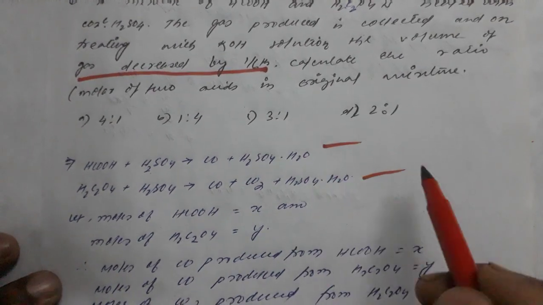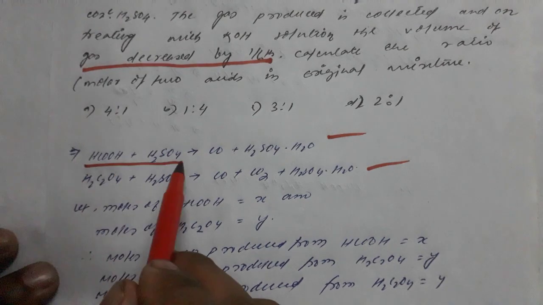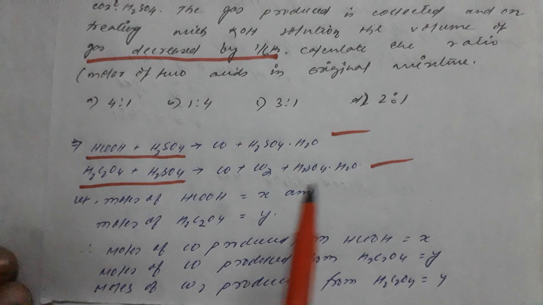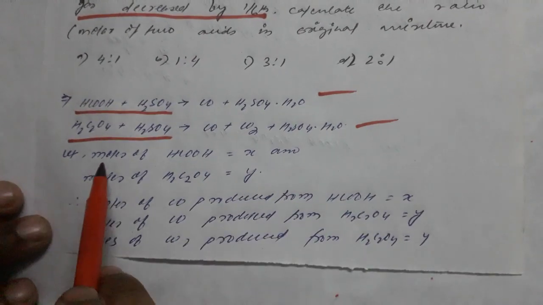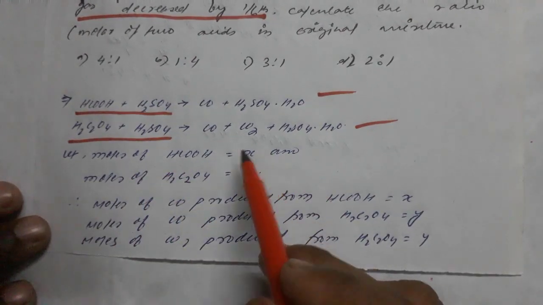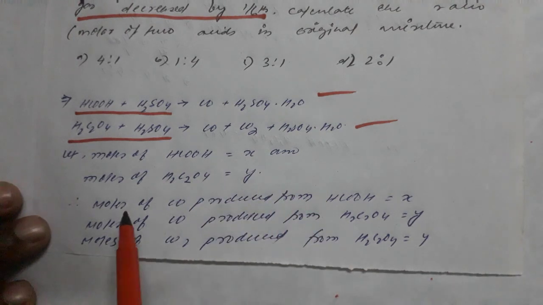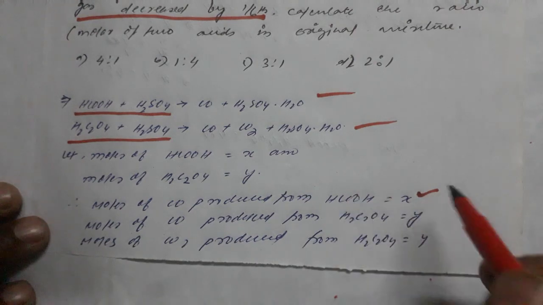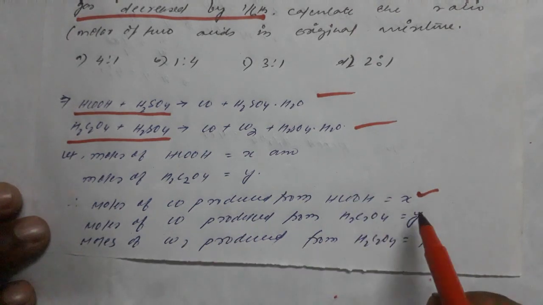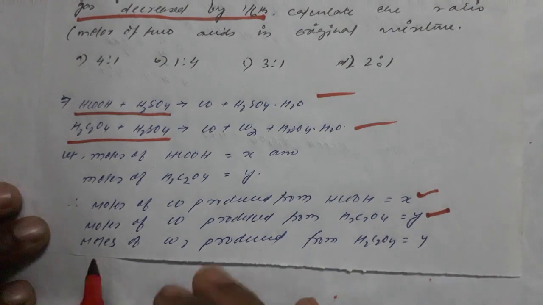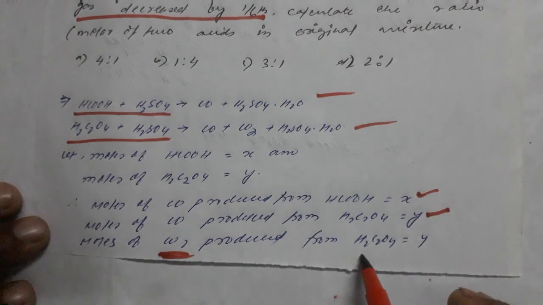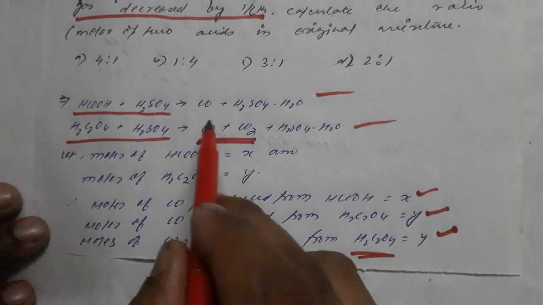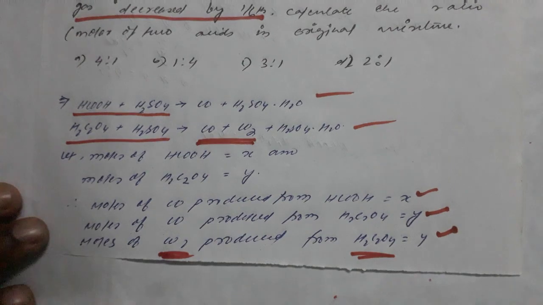Now look, this is the reaction: methanoic acid reacting with sulfuric acid, and oxalic acid reacting with sulfuric acid. Let the mole of methanoic acid be X and oxalic acid Y. So mole of CO2 produced from methanoic acid is X, and mole of CO produced from this is Y, and mole of CO2 produced from oxalic acid is also Y, because it is producing both carbon monoxide and carbon dioxide.